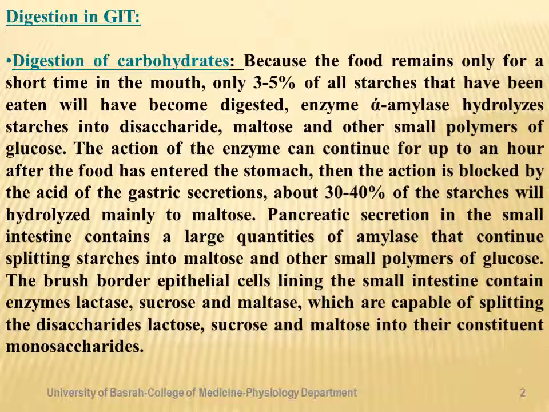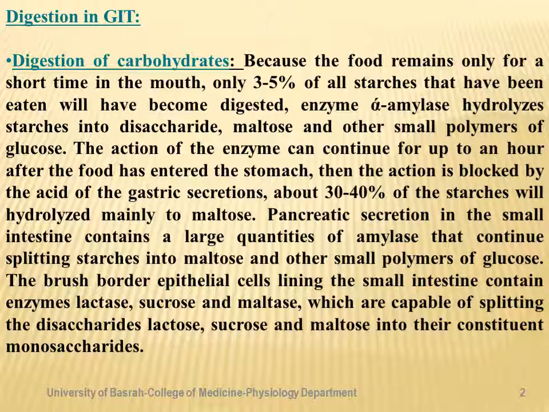First of all, we start with the digestion of carbohydrate. Because the food remains only for a short time in the mouth, only 3 to 5% of all the carbohydrate that has been eaten will be digested by the enzyme alpha amylase. نسميه salivary alpha amylase حتى نفرقها عن pancreatic amylase.